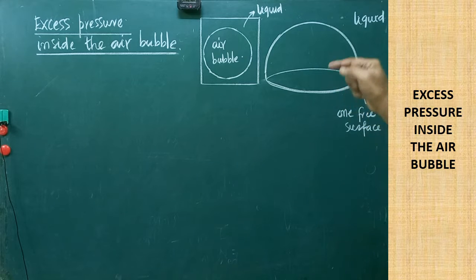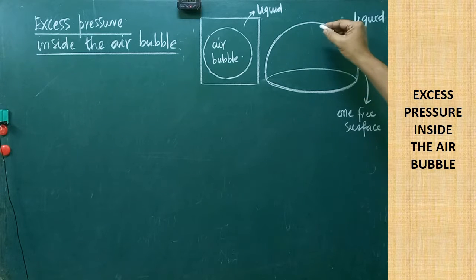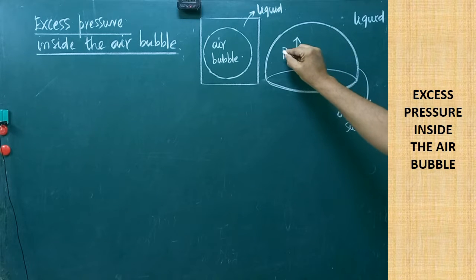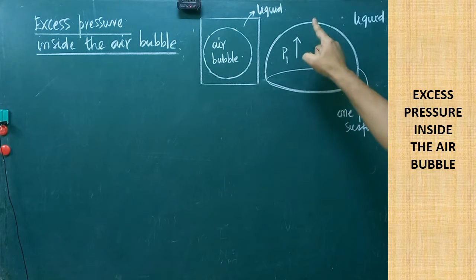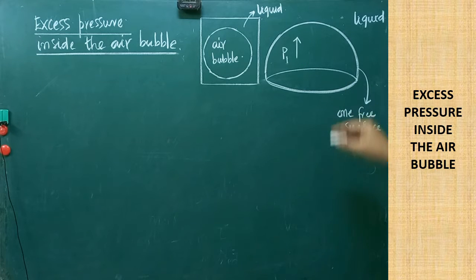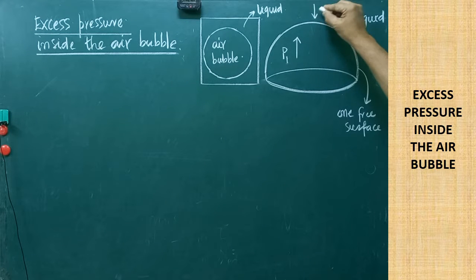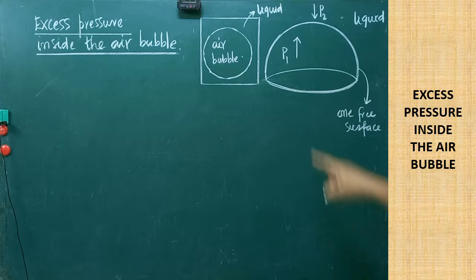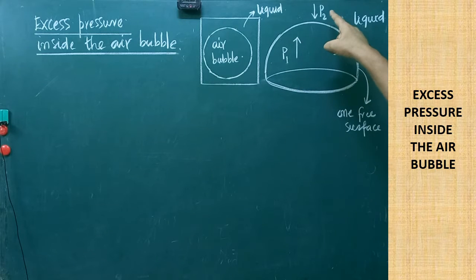Before going to derive, we have to understand how many forces are acting on the air bubble. Are you clear? Here there is a pressure, which can be called P1. The pressure which is acting from inside is called P1. There is another pressure acting in the downward direction on the surface. So one pressure is acting from inside, another pressure is acting from outside.